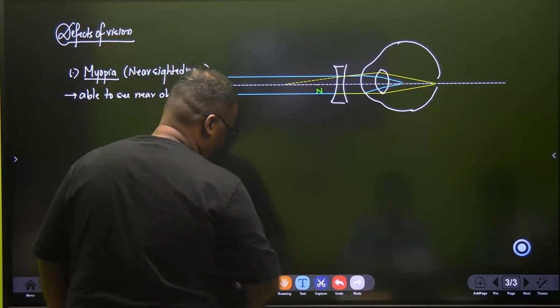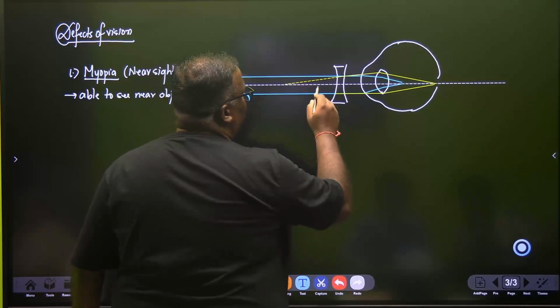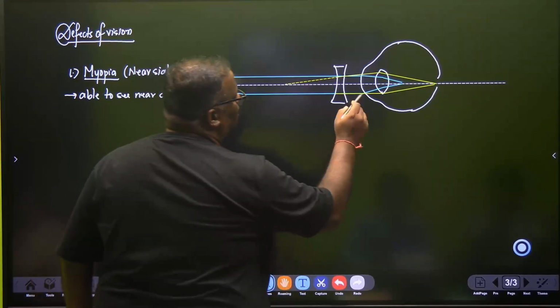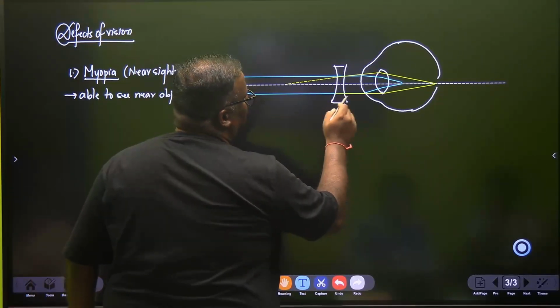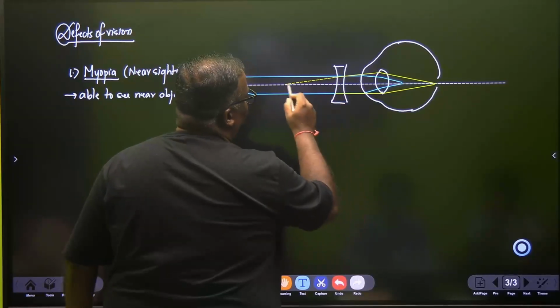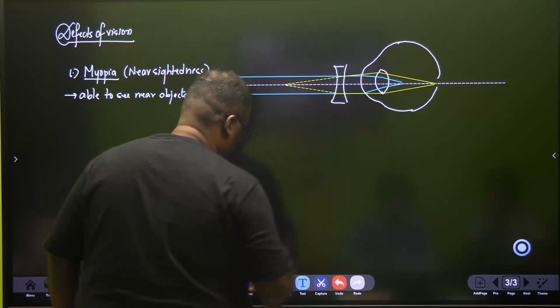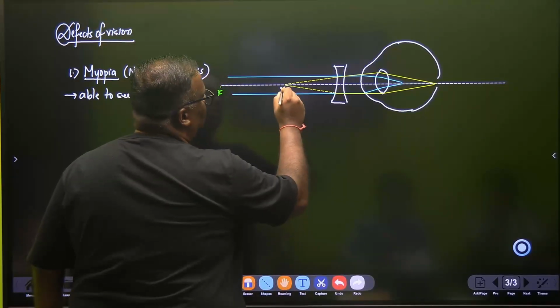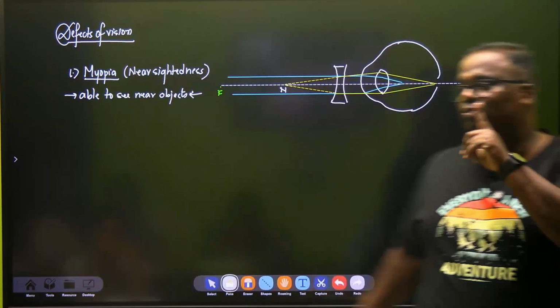I'll just shift the near point. One minute, wait. Let us shift your near point. These rays, where did it go? These will come exactly at your near point. This is how your vision is corrected.